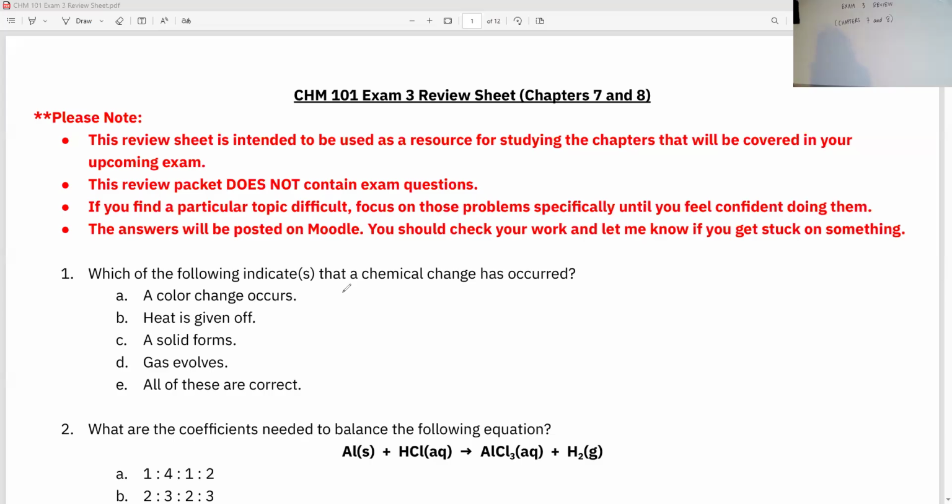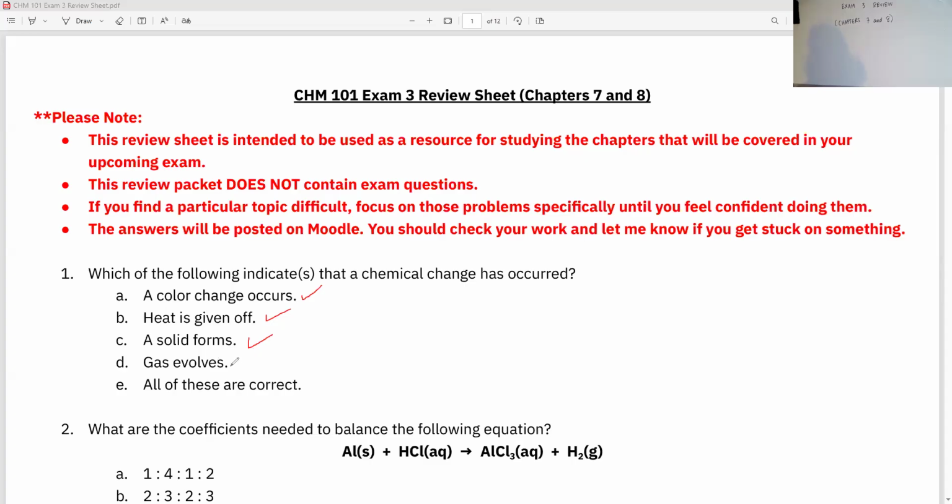When we talked about the signs that you would look for when you're trying to observe a chemical change in a reaction. And if you look through all these choices, a color change occurring, that was definitely one of the things that we discussed. Heat is given off. Yep, that's definitely one of the signs that a chemical change has happened. A solid forms, that's definitely one of our indicators.